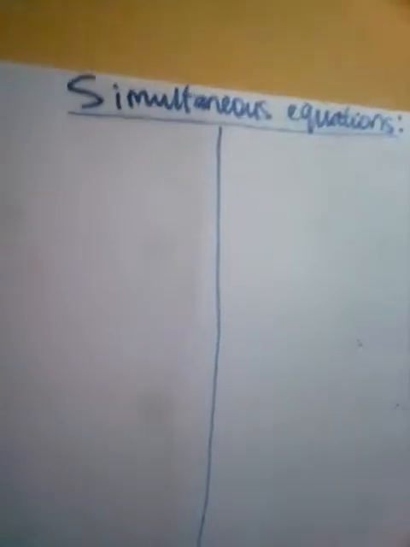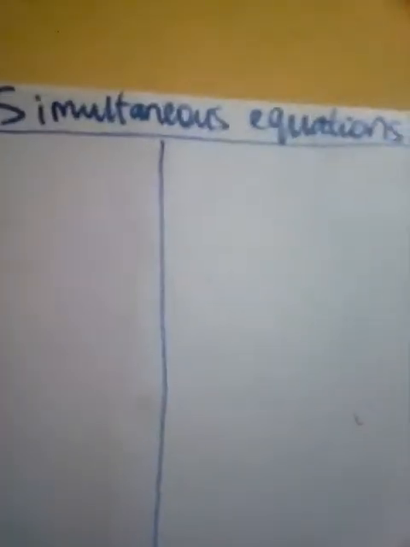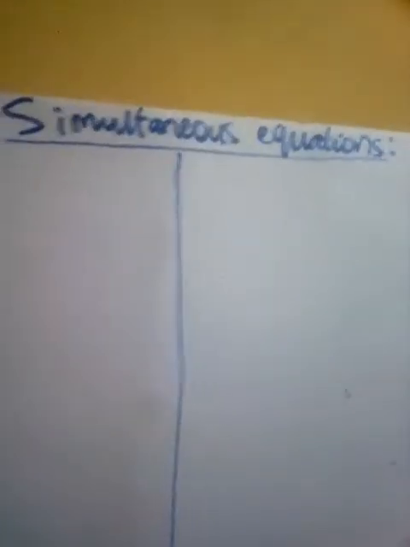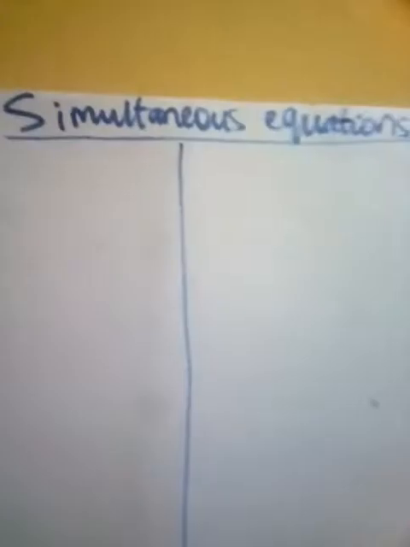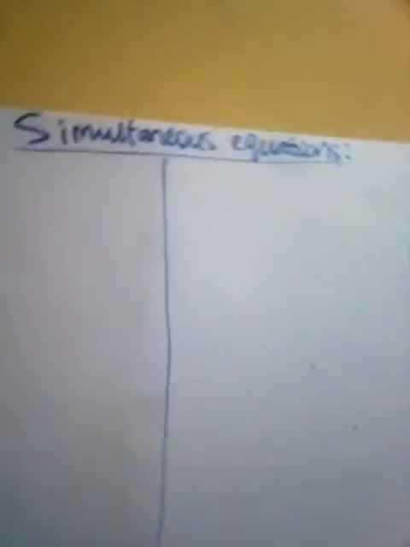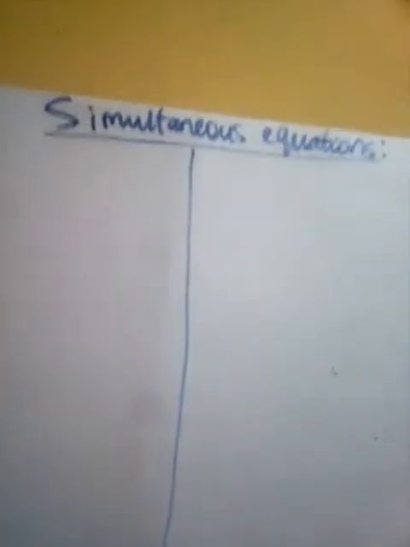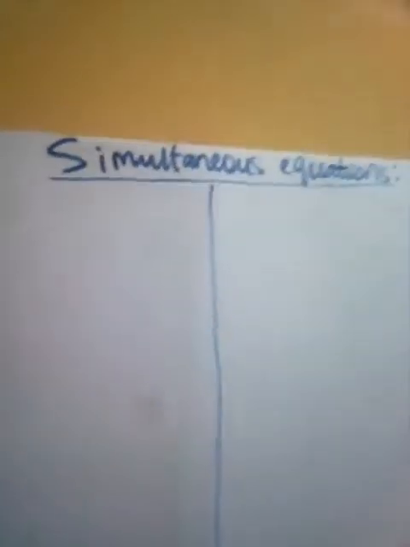Hello again, we're back, and this time we'll be talking about simultaneous equations. Simultaneous equations are those equations that help us to find the value of x and y simultaneously. For that, I have to relate two equations together.